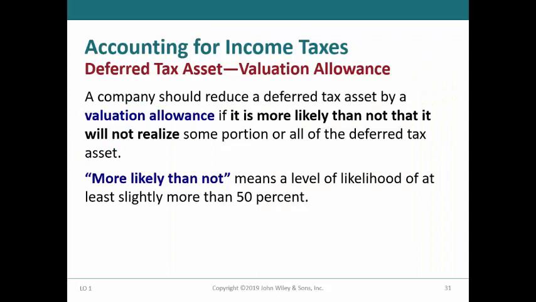As with all assets, we are required to test deferred tax assets for impairment at the end of the year and to record a valuation allowance for any amount that we believe it is more likely than not that we will not realize some portion or all of the deferred tax asset. More likely than not means a little more than a 50% chance. Why would we not be able to use a deferred tax asset in the future? Well, because we might never have taxable income that would allow us to receive the benefit of that loss.